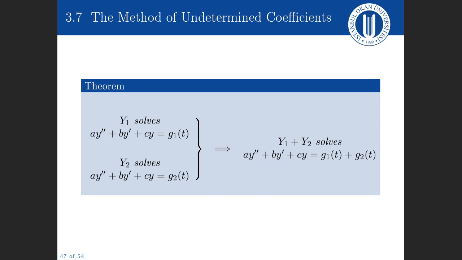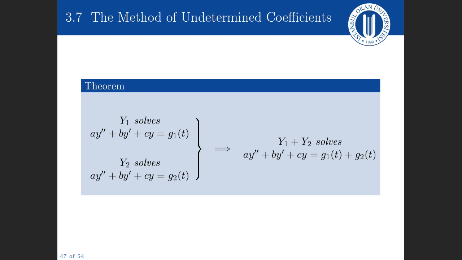Theorem. Let's suppose we have two different non-homogeneous differential equations. But let's suppose that the left-hand sides of the two equations are the same: AY double prime plus BY prime plus CY. It's the same in both equations. Same A, same B, same C. But let's suppose we have different functions on the right, G1 and G2.